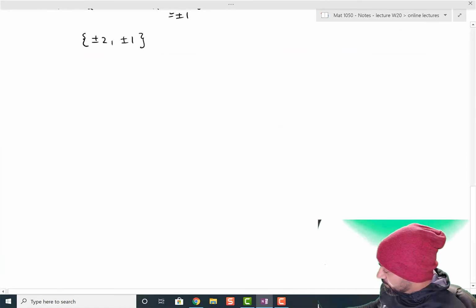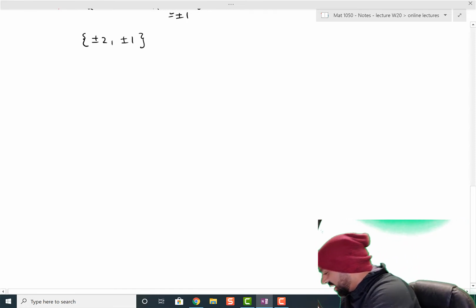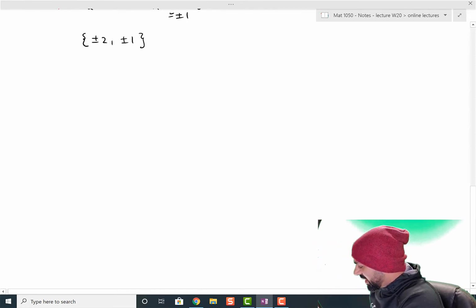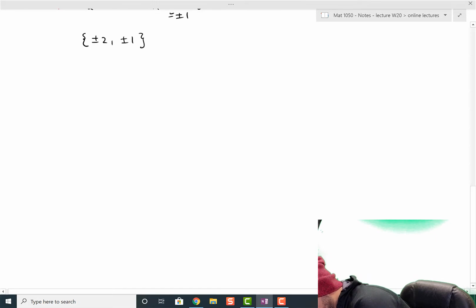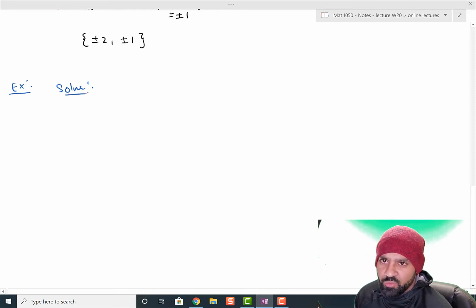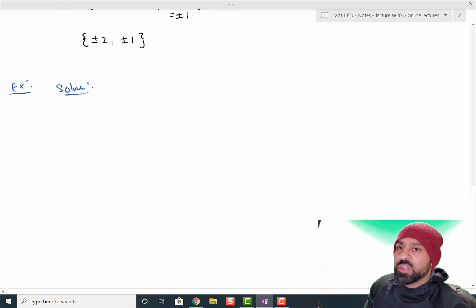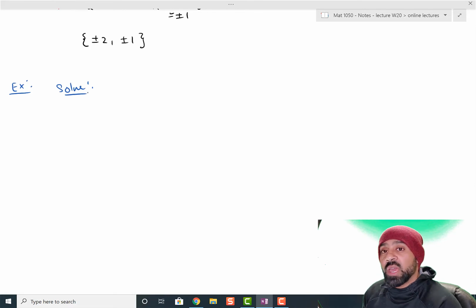All right, here's a good one. Try this one on for size. This one's kind of the same as the last one. But let's do it. Example. It says solve. No one gives you a hint that you need to use the quadratic formula or you need to factor or you need to do anything. It just says solve. So you've got to use your wits about you.